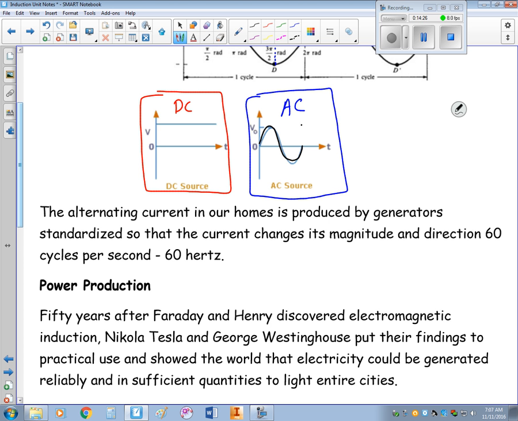So this time right here would be 1/60th of a second. So we would have one complete cycle, and this is generally like positive 110, this is negative 110 volts. It would swing between positive 110 and negative 110 volts 60 times per second. So that's what is meant by the frequency.